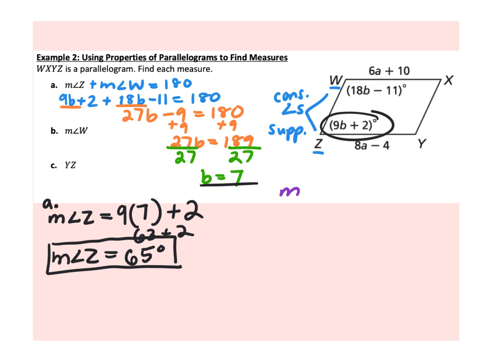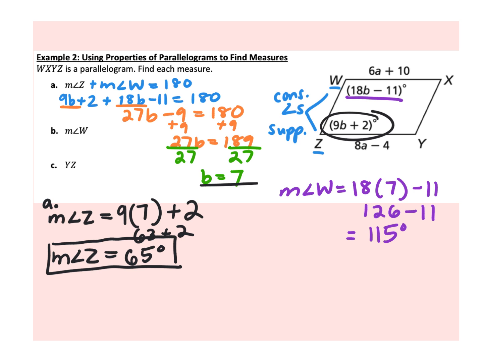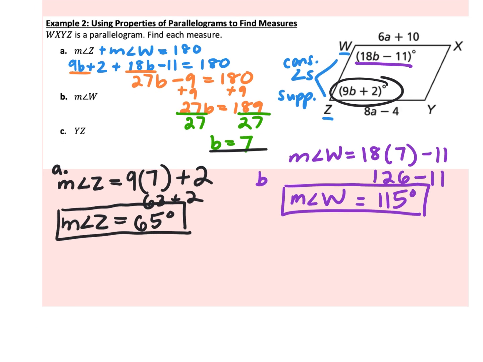Next up, we can find the measure of angle W. The measure of angle W is this 18b minus 11. So that's 18 times 7 minus 11. You multiply that out on your calculator. It's 126 subtract 11. And when we do that, we get 115. All right, so that just completed part B. Now we have part C.